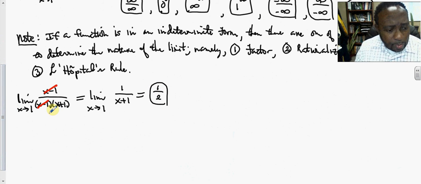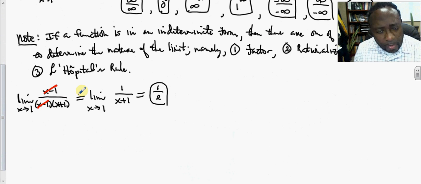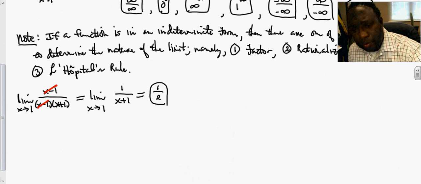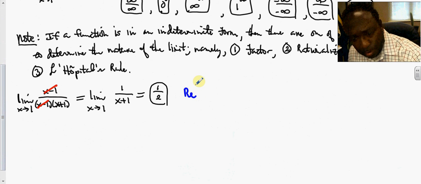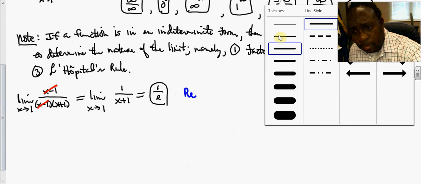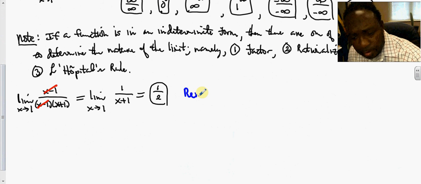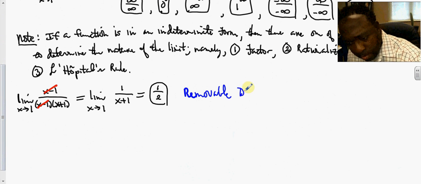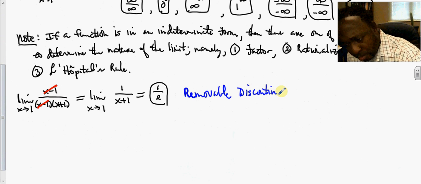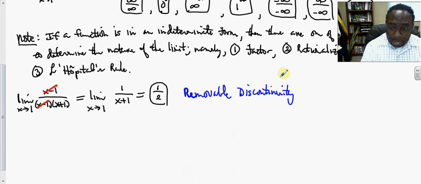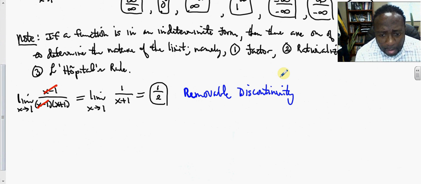Notice that we had a discontinuity at x equal to 1, but we removed it. So we call this a removable discontinuity.